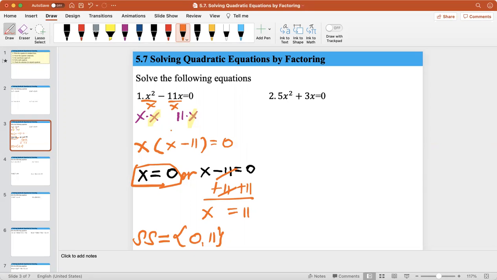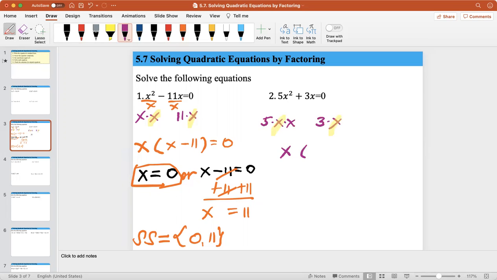Now let's look at number 2. 5x squared plus 3x equals 0. What's our GCF for 5x squared plus 3x in number 2? We can get the prime factors of 5x squared. What are these? For 5x squared, you have 5. X squared is x times x. How about 3x? That's 3 times x. What's your GCF there? What's your common factor? We only have x, right? So that means our GCF here is x.